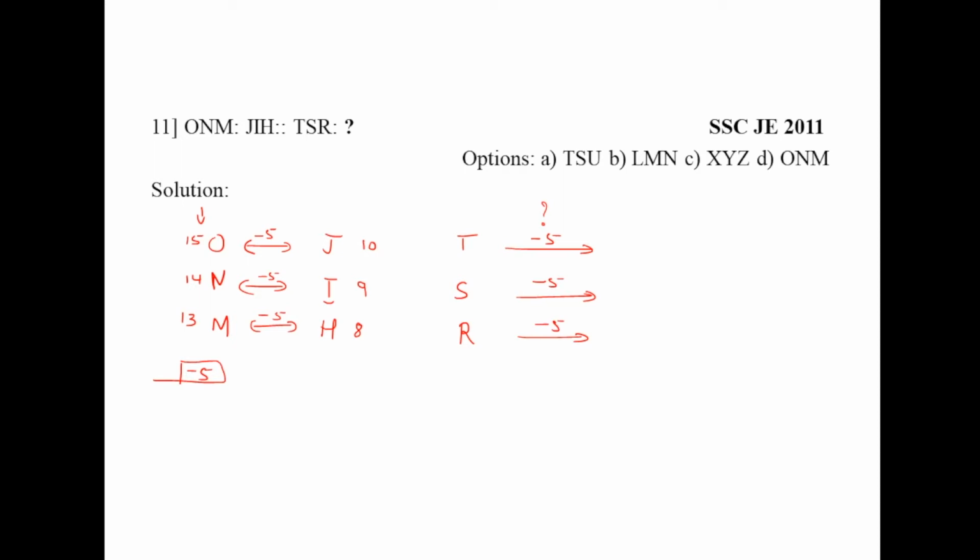Logic is minus 5. T stands for 20, S stands for 19, R stands for 18. 20 minus 5 is 15, 19 minus 5 is 14, 18 minus 5 is 13. The 15th letter is O, the 14th letter is N, the 13th letter is M. So my answer for this question is O, N, M, and it is option D. Option D is the right answer. It was asked in the SSC JEE 2011 question paper.